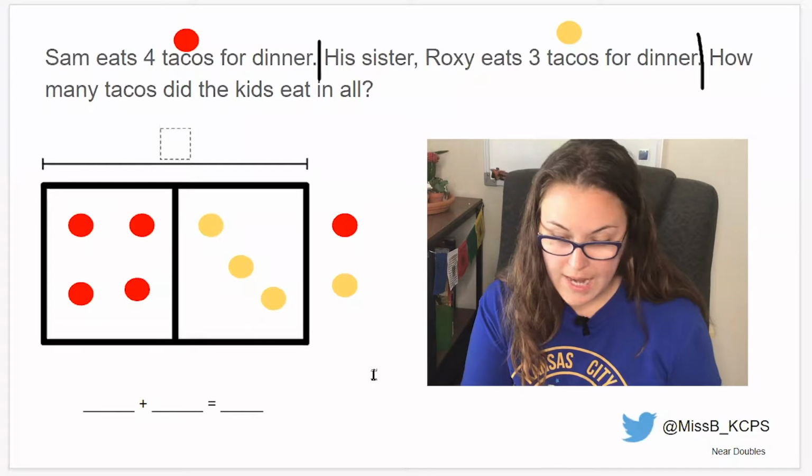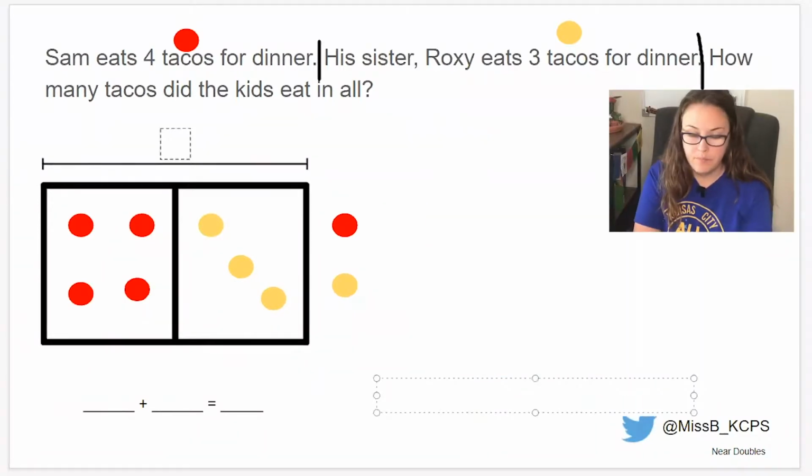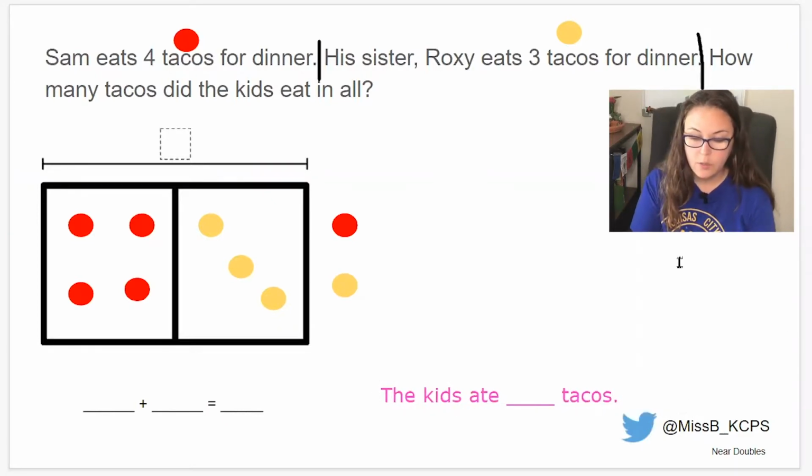So now we need to write a statement to answer that question. And the statement I'm going to write says the kids ate blank tacos. And remember, we put that blank here so that we know that they ate some tacos and we have to figure out how many. Let's do that part now.